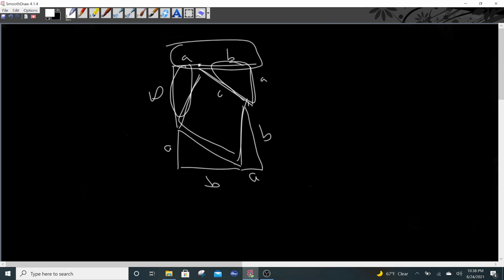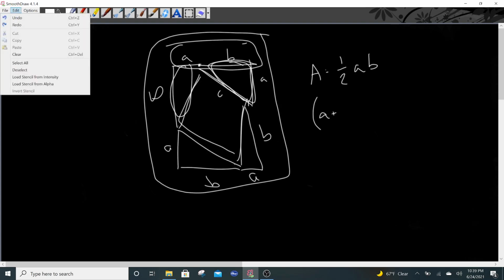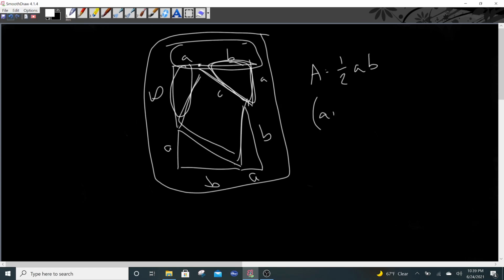So, we're going to have the area of any of these would be 1/2 base times height, or 1/2 AB. That's the area of one of these. And then the area of the larger square, this whole thing, that would be A plus B squared, because the area of any square is its side length squared.